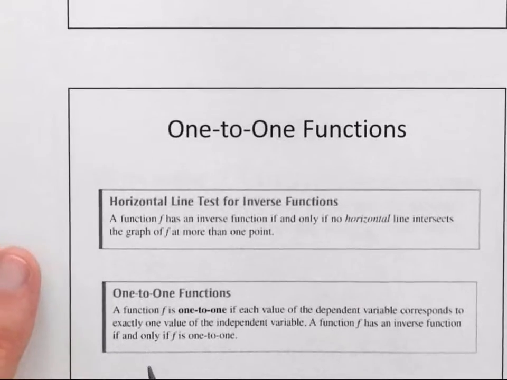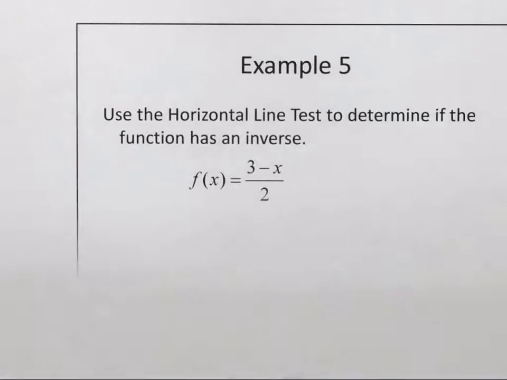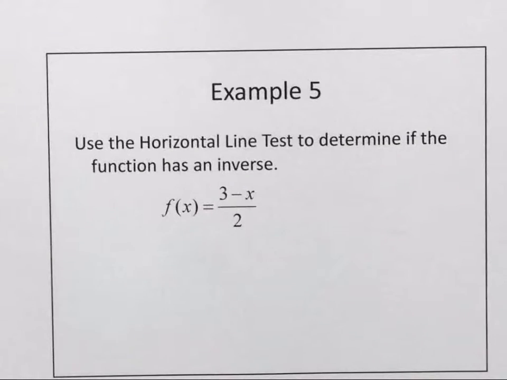Alright. One of the things, a one-to-one function has each value of the dependent variable corresponding to exactly one value of the independent variable. So that just means that if the function f has an inverse, it has to be a one-to-one function. And it just means pass the horizontal line test, pass the vertical line test, you're good to go. Alright, let's do a couple more examples real quick.